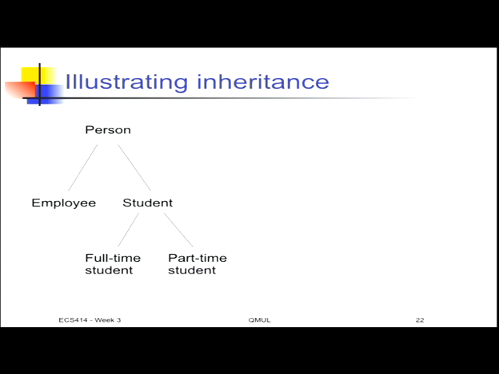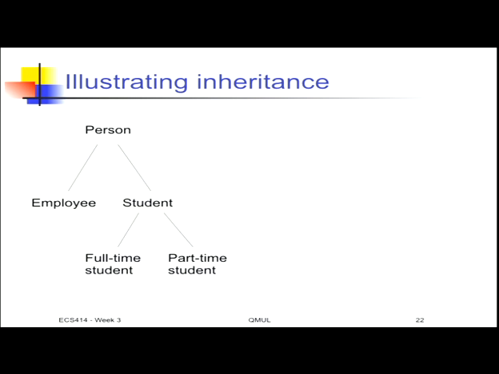Usually, if you see in the literature, the graphical way in which inheritance is depicted is an upside down tree. On top, at the root, you have the superclass of all classes in that tree. And then as you go down, the children are immediate subclasses of the parents. So employee would be a subclass of person, student would be a subclass of person, and full-time student and part-time student would be subclasses of student.